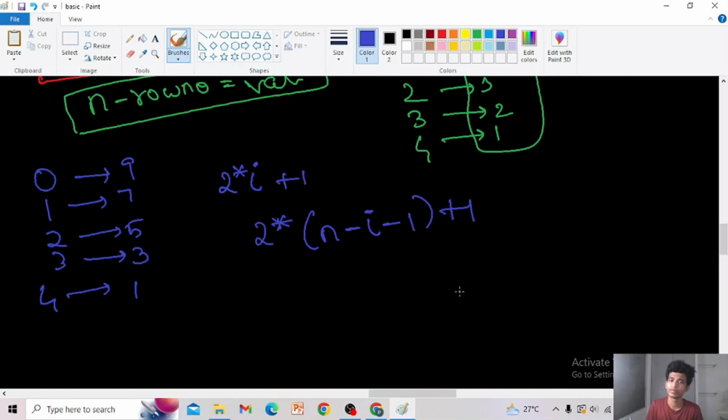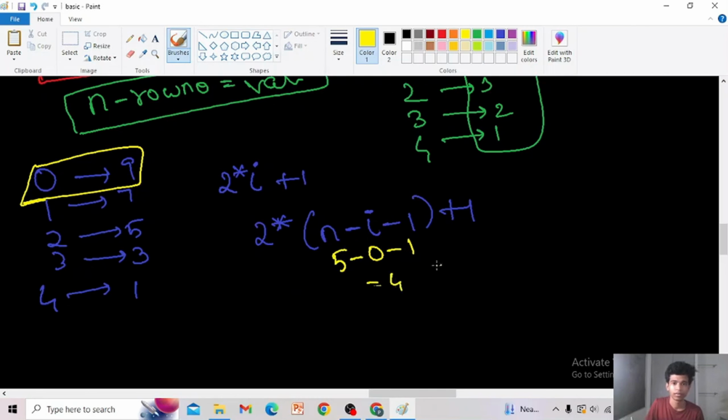Okay, how is this possible? Let's see here. When I get this 9, when the row number is 0, just apply here. 5 minus 0 minus 1, which is equal to 4. Now 2 into 4 is 8. 8 plus 1 is 9. I got it.